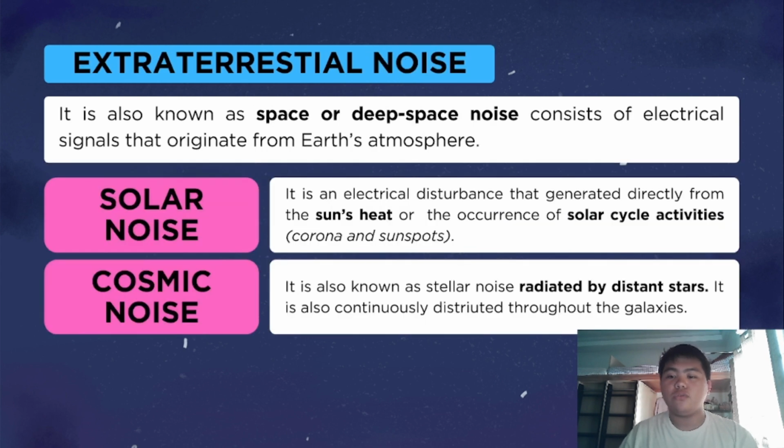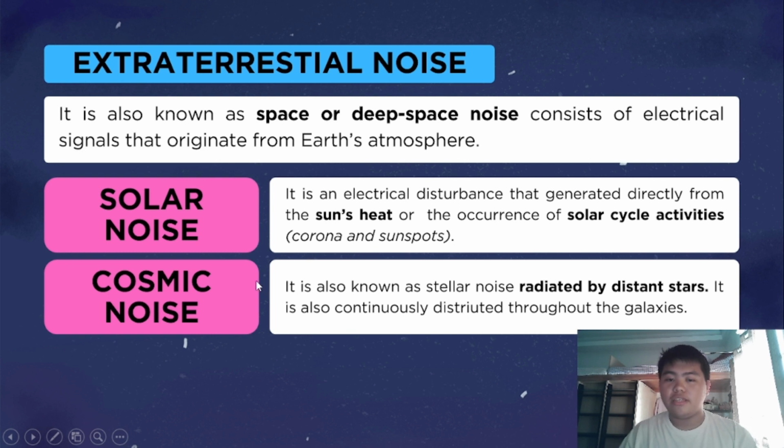The second one that we need to consider is the extraterrestrial noise, also known as space or deep space noise, which consists of electrical signals that originate from outside the Earth's atmosphere. It is divided into two, namely solar noise and cosmic noise. Solar noise is an electrical disturbance generated directly from the sun's heat or the occurrence of solar cycle activities such as corona and sunspots.